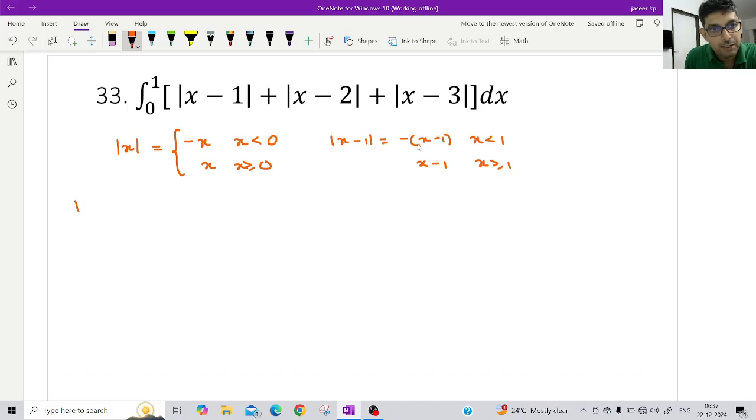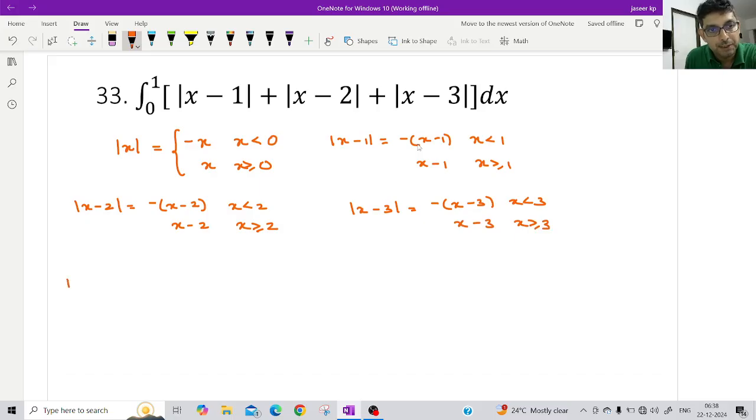And same way modulus of x minus 2 will be minus of (x minus 2) if x is less than 2 and x minus 2 if x is greater than or equal to 2. So modulus of x minus 3 will be minus of (x minus 3) if x is less than 3 and x minus 3 if x is greater than or equal to 3. So accordingly we will split the limits. So let us take this as I.